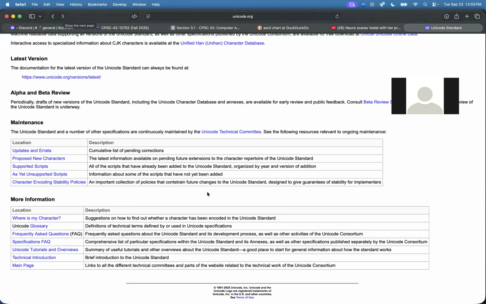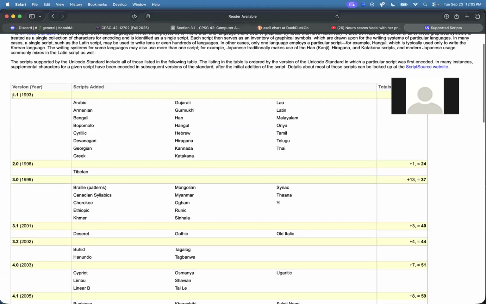I don't want to get into the weeds here, but actually, this is kind of useful. In the first version, they supported these scripts, like all the characters they would need. For Japanese, they had hiragana. We do have Chinese and we have Korean in there too, right?